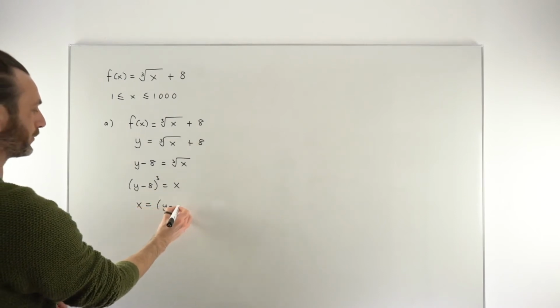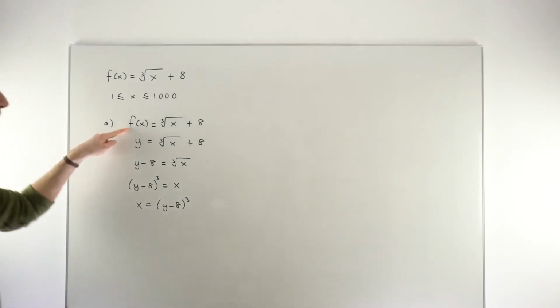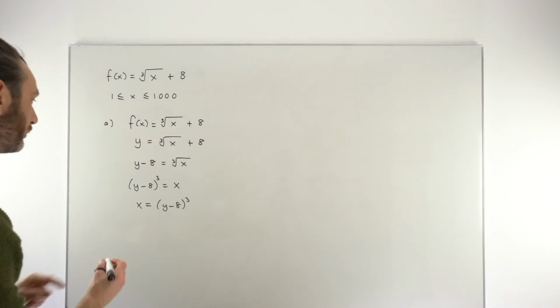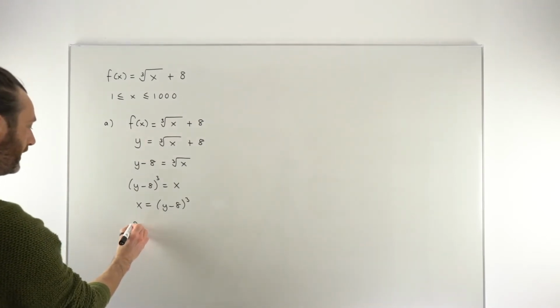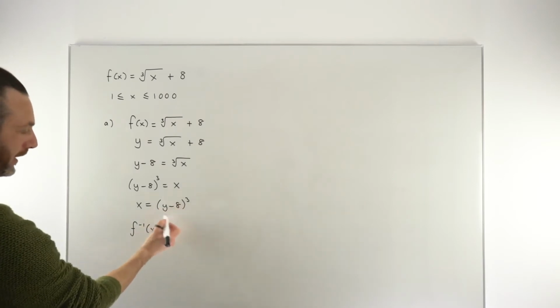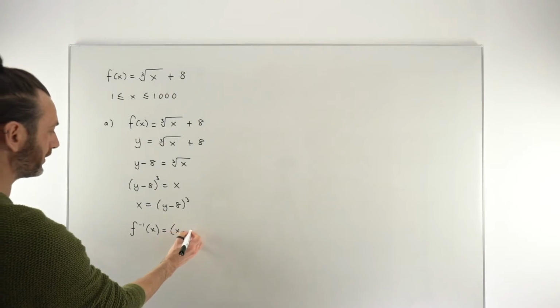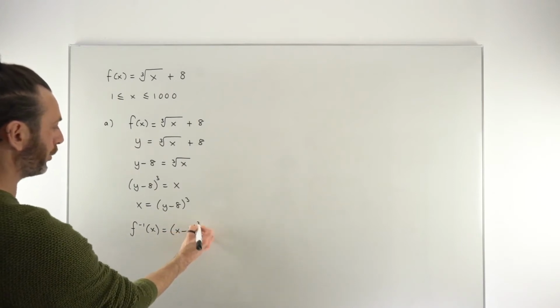So x equals y minus 8 all cubed. Remember, our function was given in terms of f, so we need to put it back into that notation. So the final answer would be that f to the minus 1 of x is just this thing here, but with the x swapped in for y. So it's going to be x minus 8 all cubed.